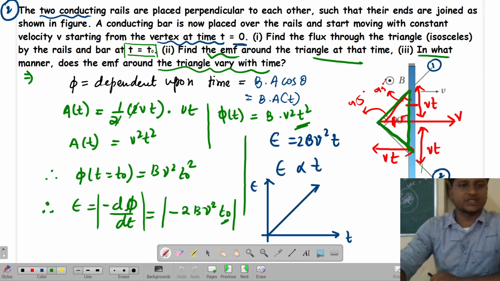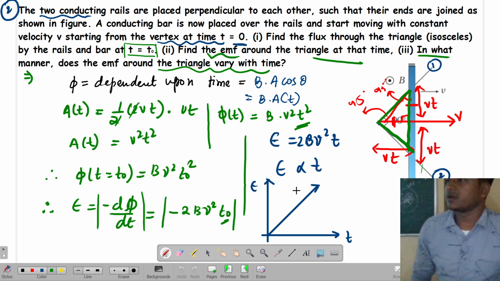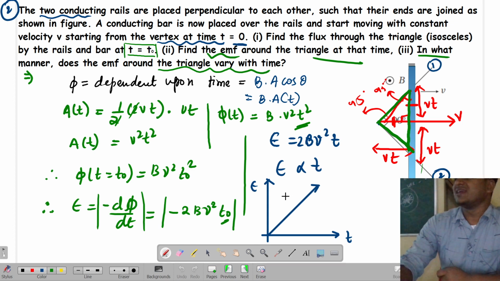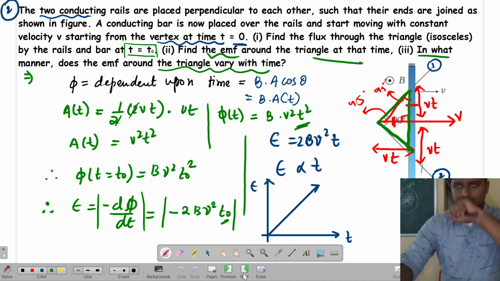Now look over here. Should we start? Here we have completed where the EMF of the particle varies linearly with the time. So let us start from now.